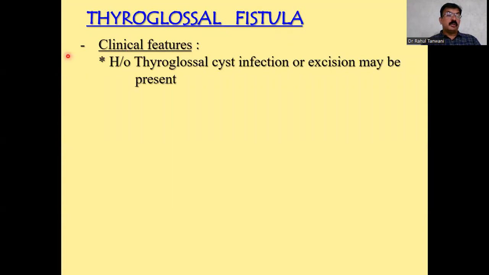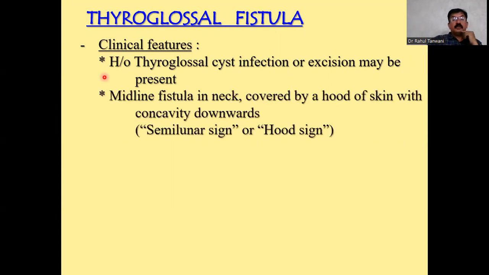Clinically, yes, there must be a history of thyroglossal cyst infection or excision. If not, then probably the patient is lying. He may be a child or an adult, but there must have been some swelling. And he may say that it was infected, or that he went to some surgeon who didn't excise it properly. So there can be a history of that.